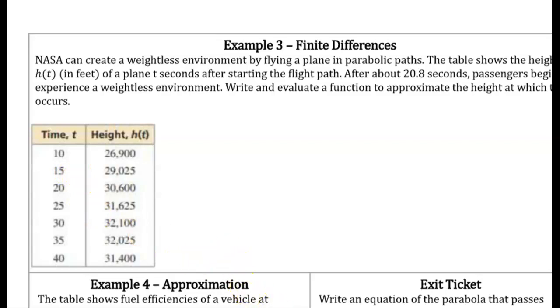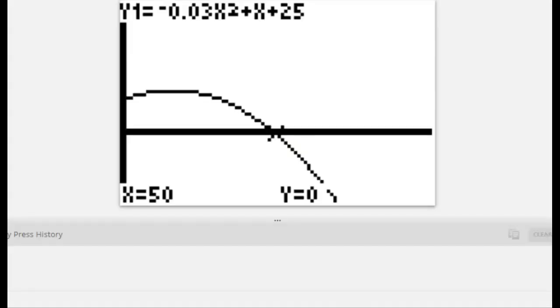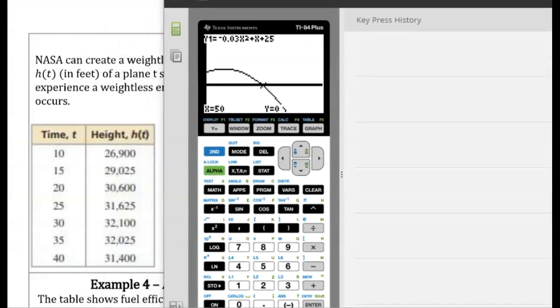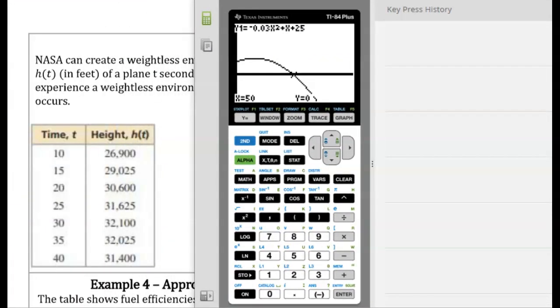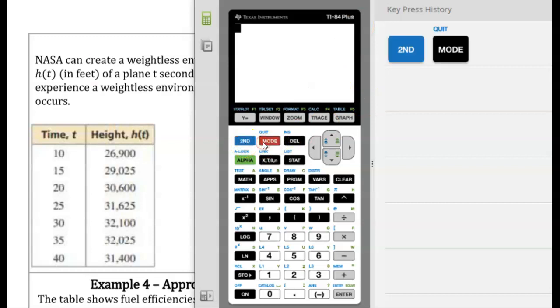But they're not going to fit perfectly, so we can't just write it by hand. So we're going to go to our calculator. Let me adjust mine so that it shows. All right, I'm going to get out of whatever I was in. I'm going to hit second quit.